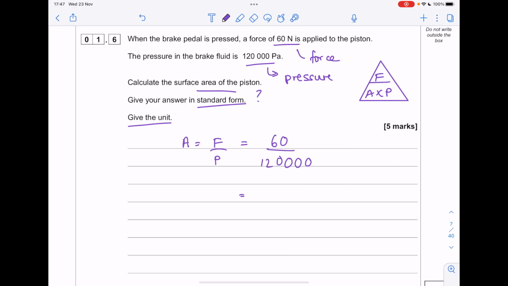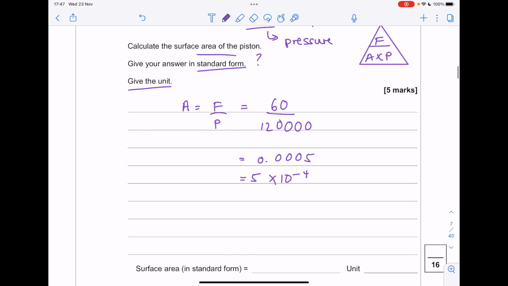So our answer is 0.0005. We need our answer in standard form. So that's 5 times 10 to the, count that back, 1, 2, 3, 4, minus 4. In terms of your unit, what's your unit for surface area? It's meters squared.